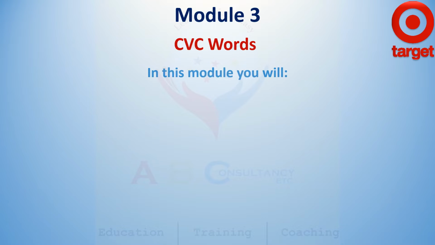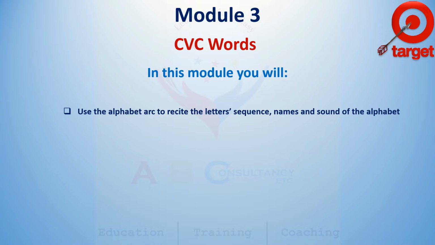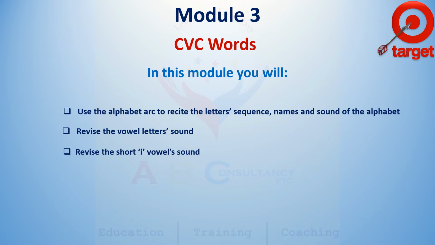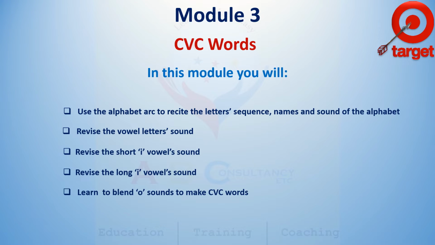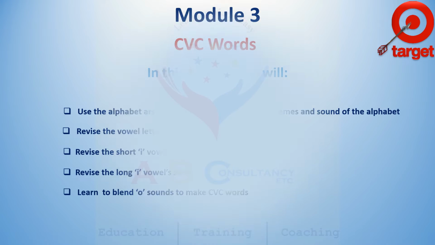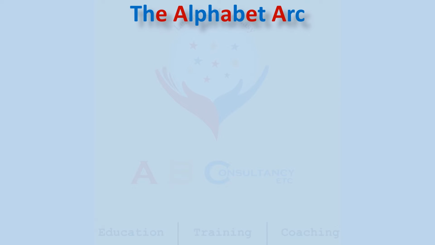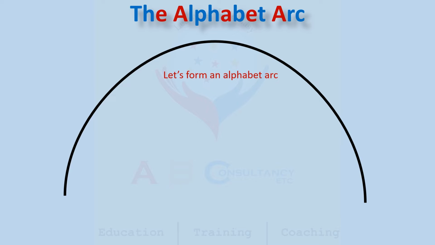CVC Words. In this module, you will use the alphabet arc to recite the letters sequence, names, and the sound of the alphabet. Revise the vowel letter sounds. Revise the short vowels sounds. Revise the long vowels sounds. Learn to blend sounds to make CVC words. The alphabet arc. Let's form an alphabet arc using the lowercase letters.